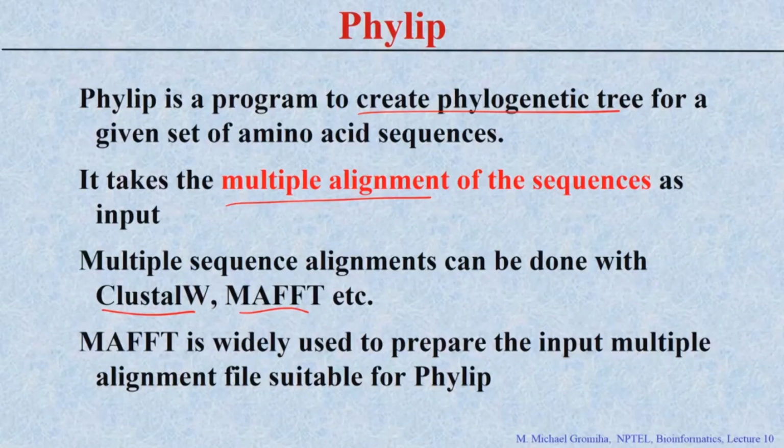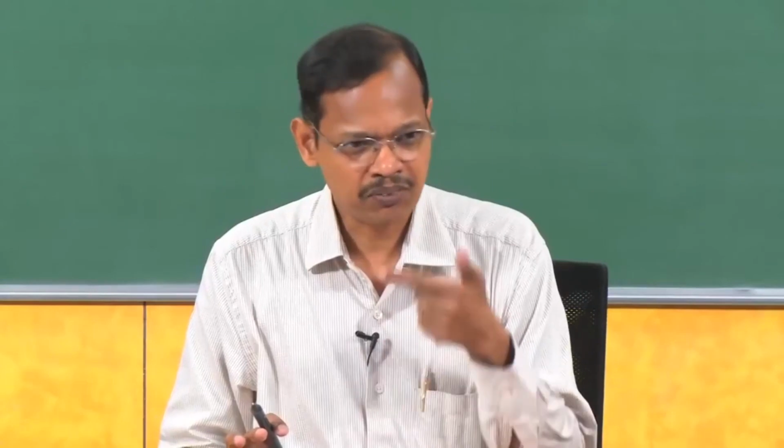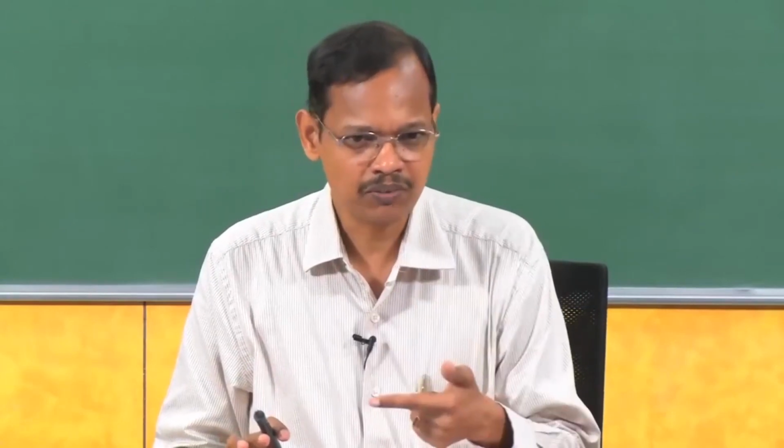So, Phylip automatically gets the information from MAFFT. If you give the MAFFT alignment, it will automatically take the alignment and then give you the tree. It is very easy. So, it is widely used to prepare the input file suitable for Phylip. If you use MAFFT, there is an option to save the file in Phylip format. So, you do not have to worry about the formatting. Run MAFFT, save the multiple sequence alignment in Phylip format and you can give this as input to run Phylip.